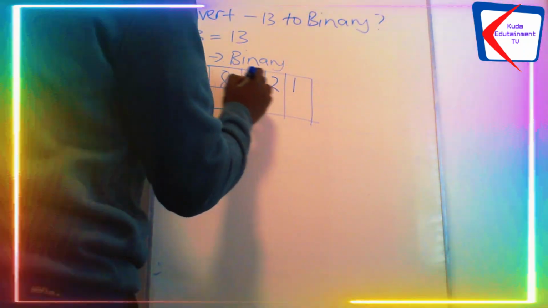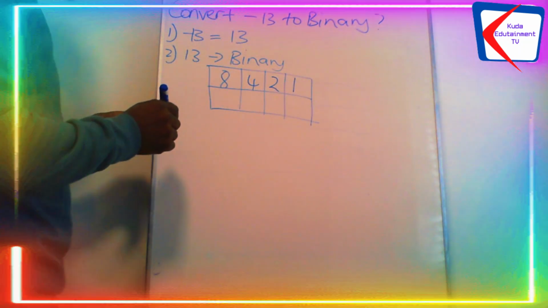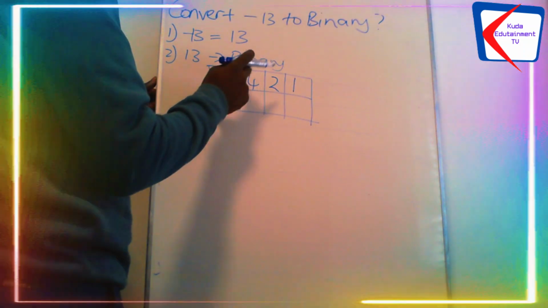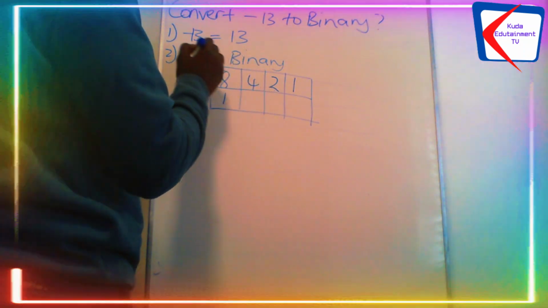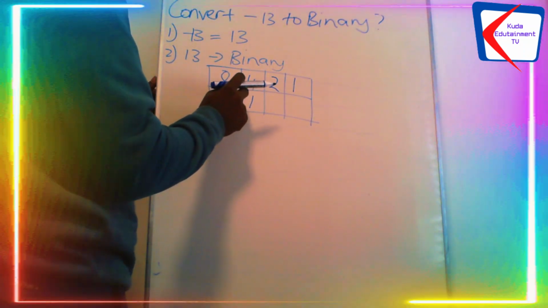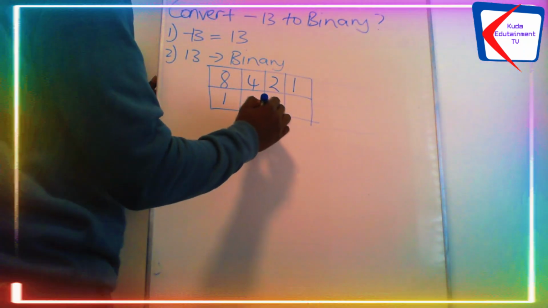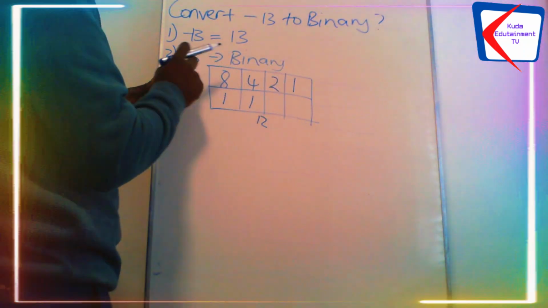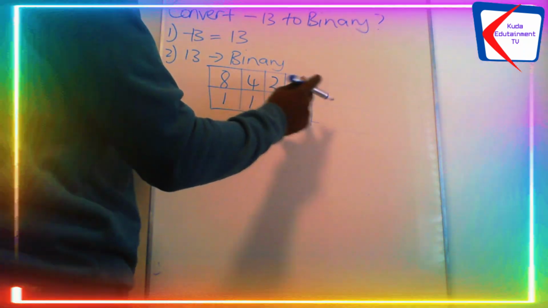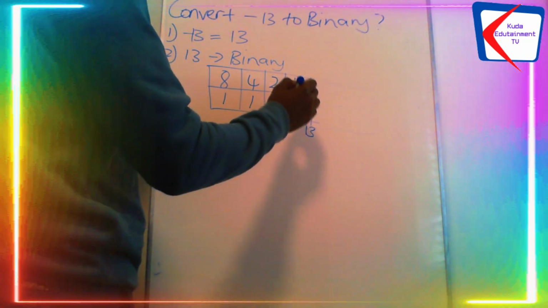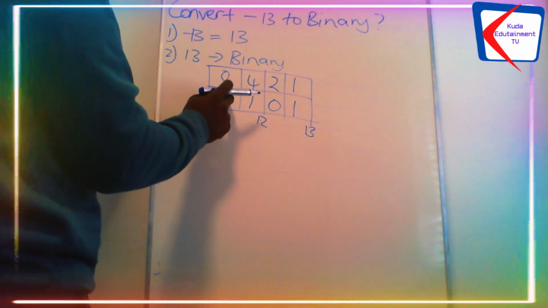Now we need to consider all the binary units that if we add them together, they will give us 13, right? So 8 is less than 13, we switch on. 8 plus 4 is 12, 12 is less than 13, we switch on. And then 12 plus 2 is 14, 14 will be greater than 13, so we switch off 2. Then 12 plus 1, it will give us 13, so we switch on 1. So therefore 13 to binary is 1101.